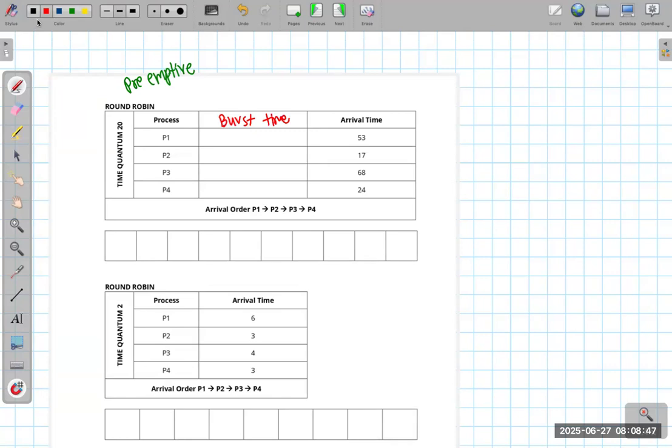The burst times of these processes, we'll say as 100, 70, 60, and so on. And we'll say the arrival time. This is the burst time, and the arrival times are all 0.